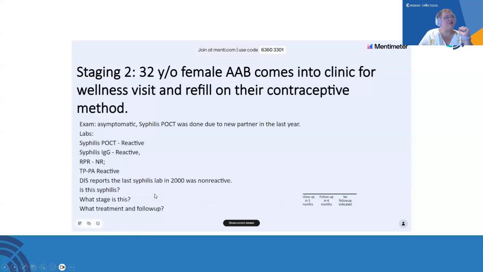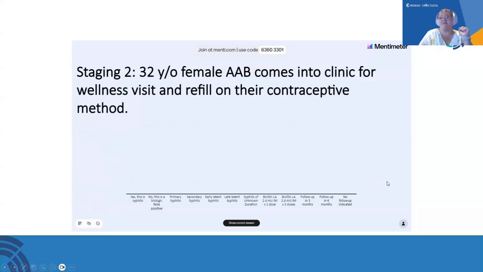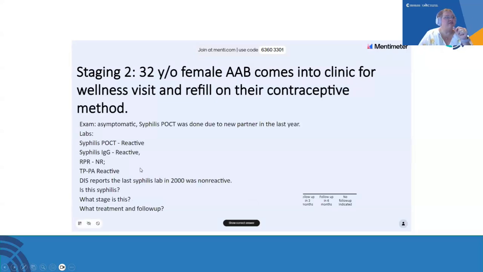I don't think I have that option. We are going to treat the same day. Always treat the same day if you get the reactive point of care.